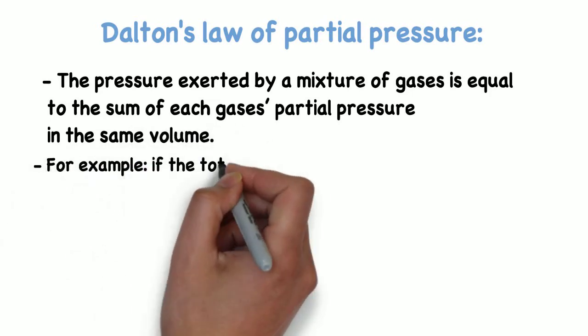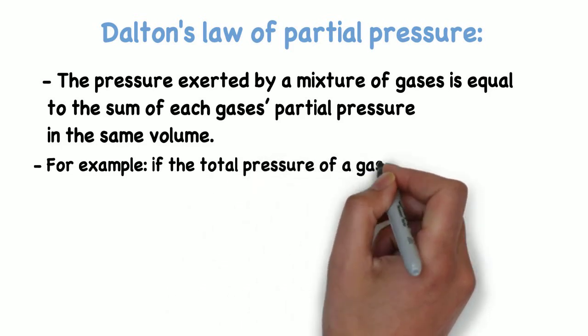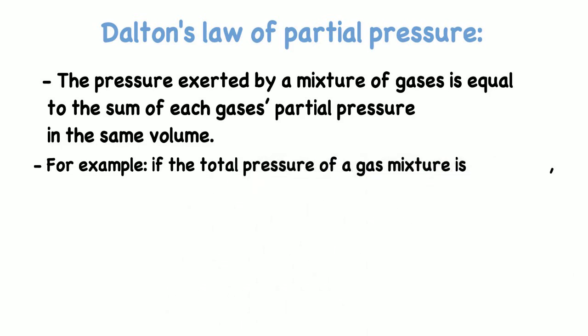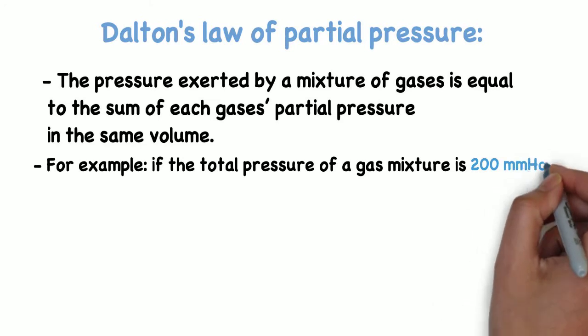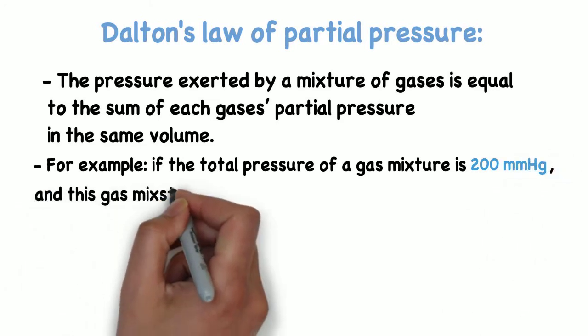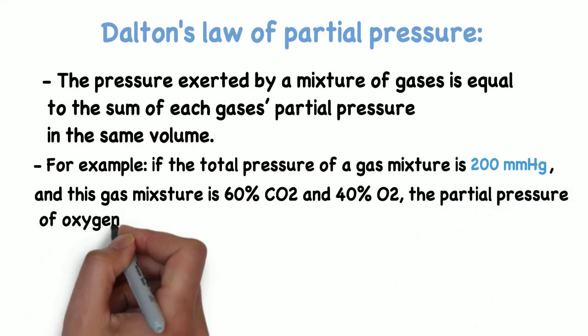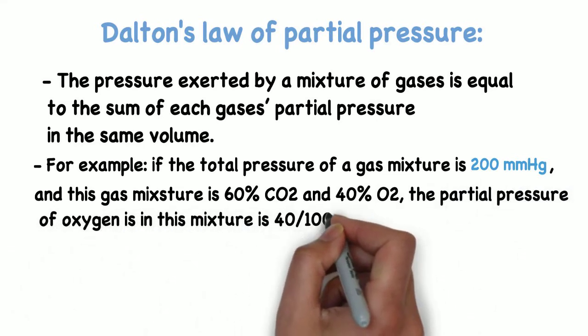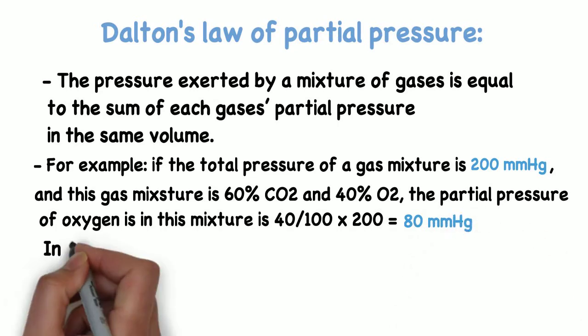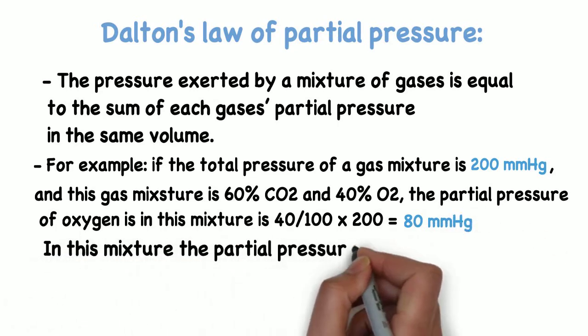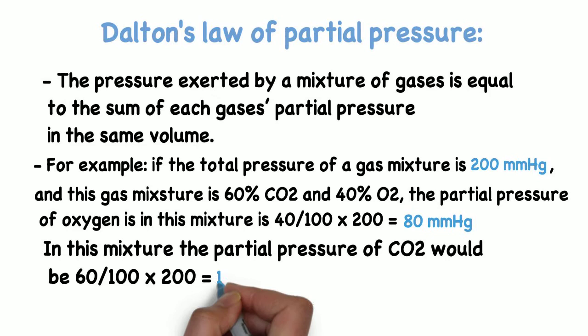So, if the total partial pressure of a gas mixture is 200 millimeters of mercury, and this mixture is made up of 60% carbon dioxide and 40% oxygen, the partial pressure of oxygen in this mixture is 80 millimeters of mercury, while the partial pressure of carbon dioxide would be 120 millimeters of mercury.